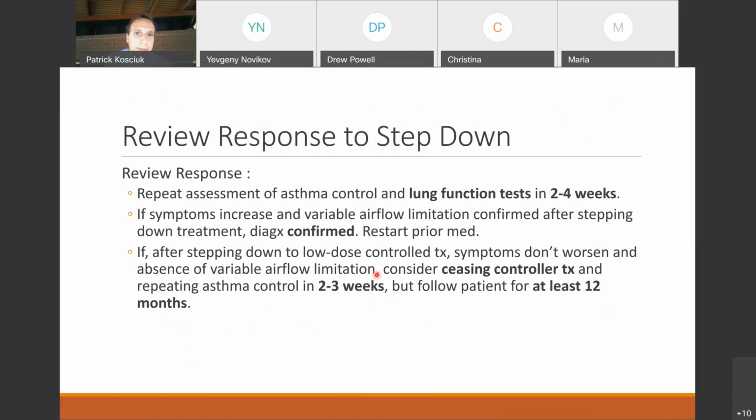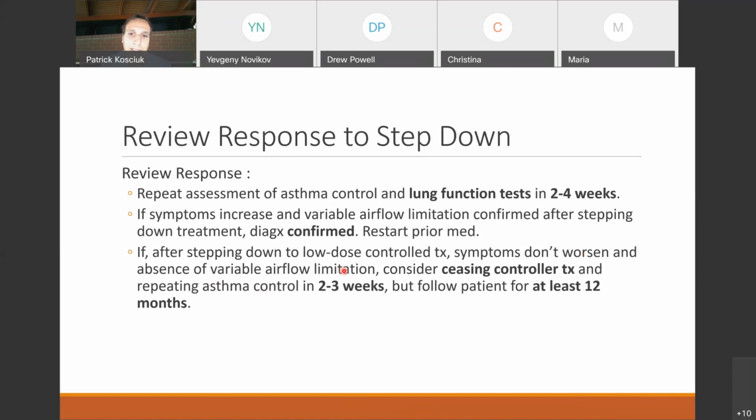As we move forward, we repeat our asthma control assessment and lung function in 2 to 4 weeks, like I said earlier. Then you can decide whether or not to go back to the higher dose if you've truly confirmed their diagnosis with PFTs. Or let's say their symptoms are about the same, they haven't changed, they do not show this obstructive defect, then you can consider just getting rid of their controller altogether. Just get rid of the ICS definitely.